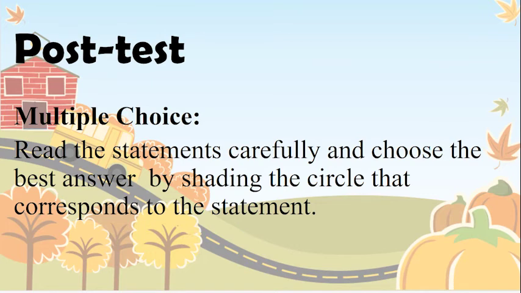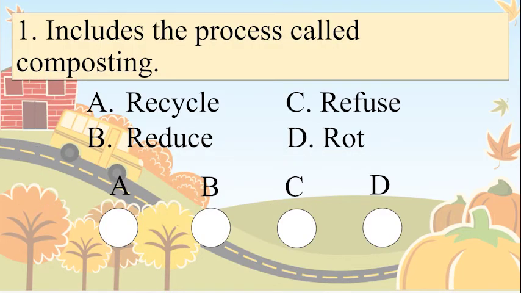To further check how much you learned from this lesson, let's have a post test. Multiple choice. Read the statements carefully and choose the best answer by shading the circle that corresponds to the statement. Number 1. Includes the process called composting. A. Recycle. B. Reduce. C. Refuse. And D. Rot.